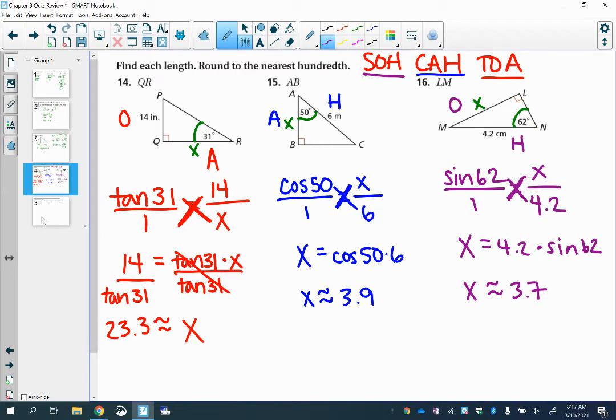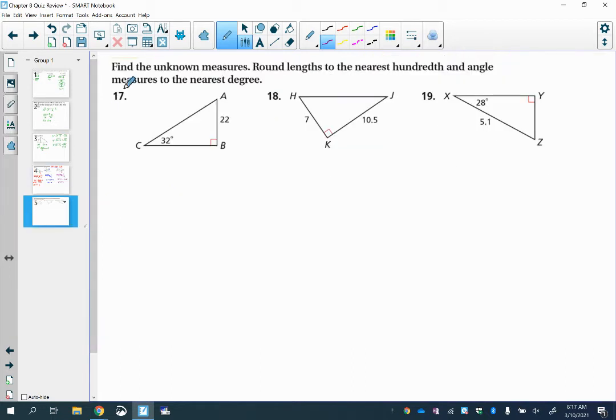Now, for the next part, this is the last part. This is kind of putting it all together. So in this case, we're going to find the unknown measures. I'm going to do 17 and maybe 18, depending on how long this video gets, but I might leave 18 and 19 for you guys for practice, okay? So I'm starting here with number 17.